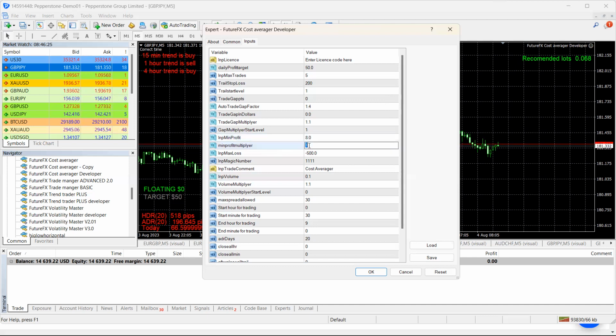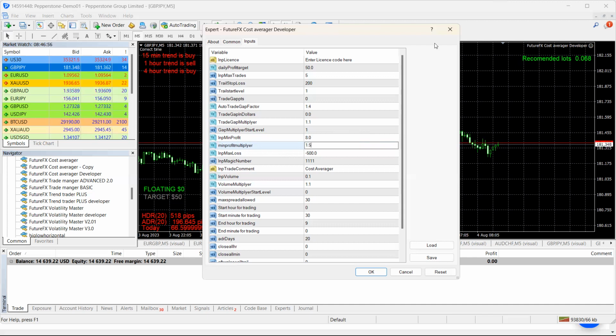One of the main strategies I use is I put this on 1.5. So if there's only 1 trade open, it's going to aim for $8 profit. If there are 2 trades open, it's going to be aiming for 8 times 1.5, so it's going to be aiming for $12 profit. If there are 3 trades open, it's going to be aiming for that $12 times 1.5, so 3 trades will be aiming for $18 profit. And I think that makes sense.